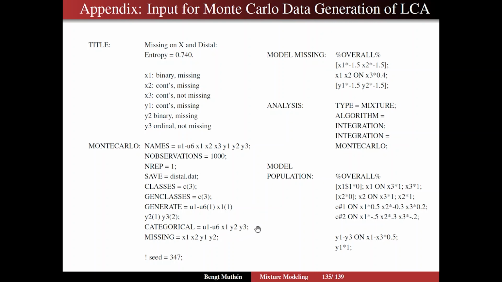You specify categorical variables here and which variables are missing, and then you have a model missing command, which we just looked at, to which we add missing on y as well. The missing on y here is missing completely at random. There's no regression on another observed variable. So it's type equals mixture, algorithm equals integration, integration equals Monte Carlo, like we talked about before. And the model population then specifies the exact values for each parameter that we have.